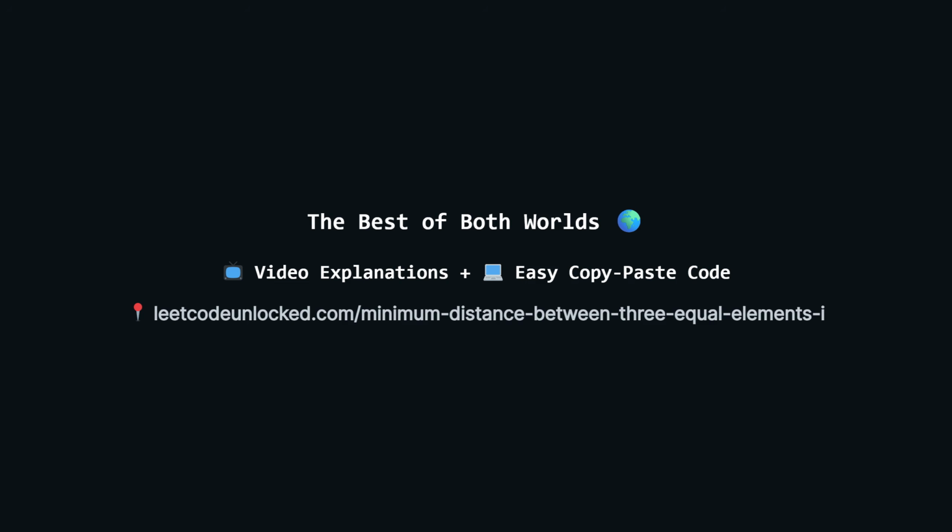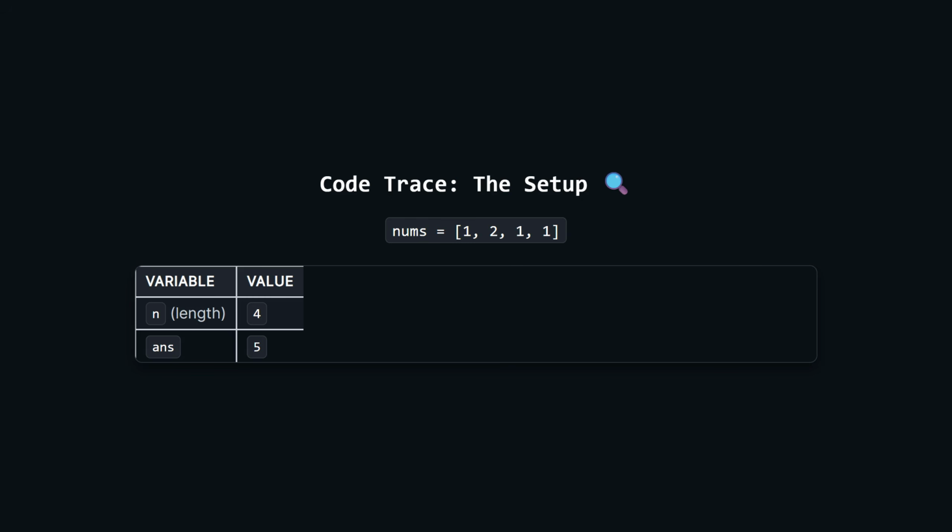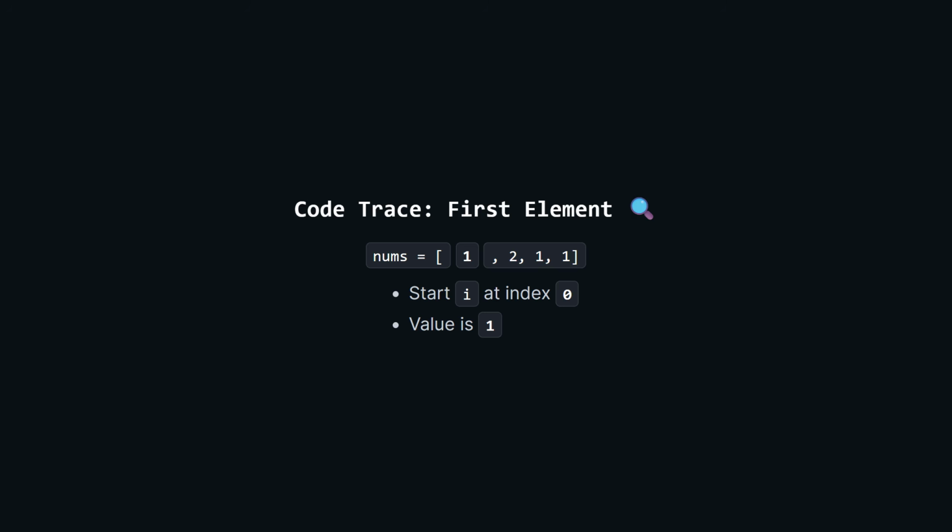Now getting back to the explanation, let's run a simple list through our code to see how it works. Our list is 1, 2, 1, 1. First, we store the length, which is 4. We set our initial answer to 5, which is just a number bigger than any possible valid distance. We start our first loop, putting our i pointer at the very first spot, position 0.